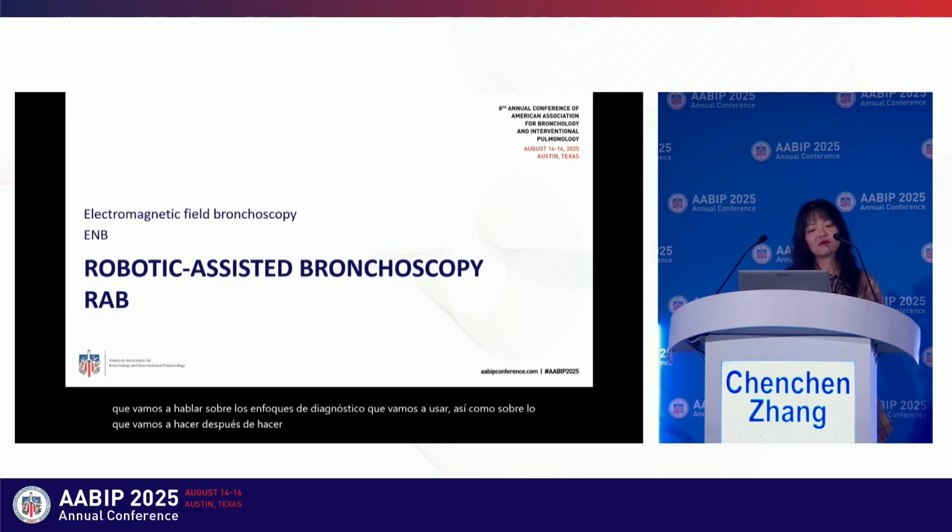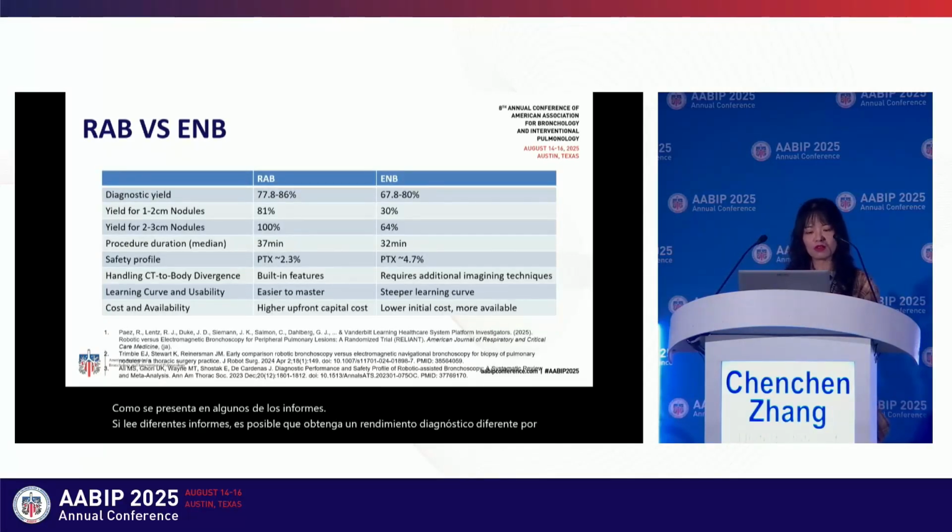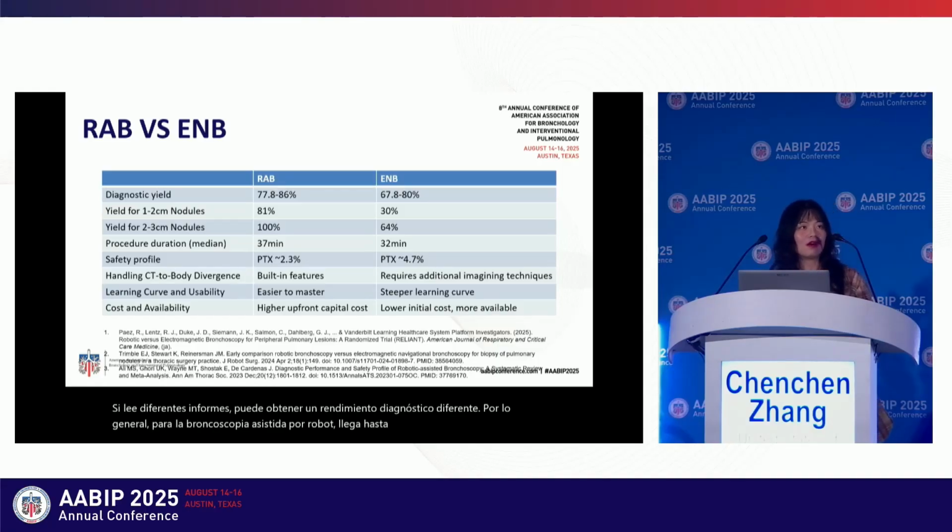So the first thing I want to mention is the elephant in the room, because I feel like everyone is using robots these days. So what did the data show? As presented in some of the reports, if you read different reports, you may get a different diagnostic yield. Usually for robotic-assisted bronchoscopy, it comes all the way up to the high 80s range. And for the older version with the ENB, we usually get to the 60s, 70s range. That's a typical number when we look into the literature.